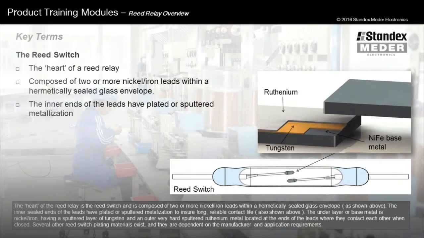The heart of the reed relay is the reed switch and is composed of 2 or more nickel iron leads within a hermetically sealed glass envelope. The inner sealed ends of the leads have plated or sputtered metallization to ensure long, reliable contact life. The underlayer or base metal is nickel iron, having a sputtered layer of tungsten and an outer very hard sputtered ruthenium metal located at the ends of the leads where they contact each other when closed. Several other reed switch plating materials exist, and they are dependent on the manufacturer and application requirements.